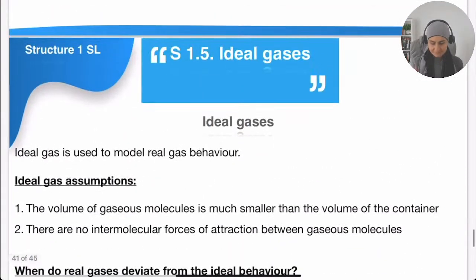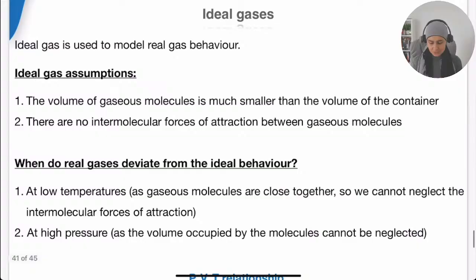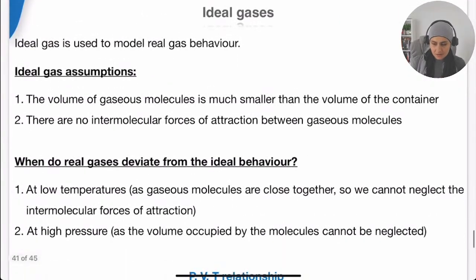And Structure 1.5, the final bit, ideal gases. Okay, we're close to finishing this. Structure 1, ideal gases. Again, that's all of it. What are ideal gases? Whenever we're talking about gases, we imply their ideal behavior.